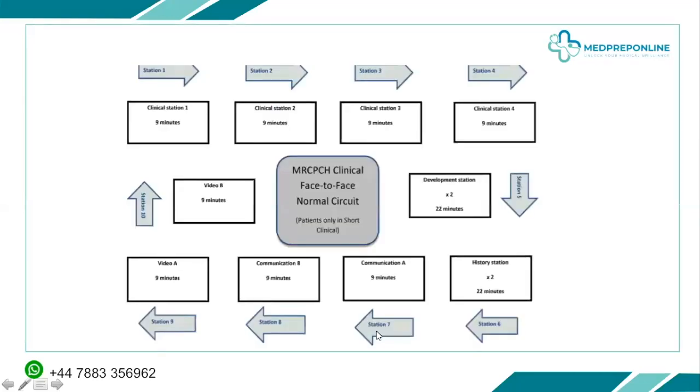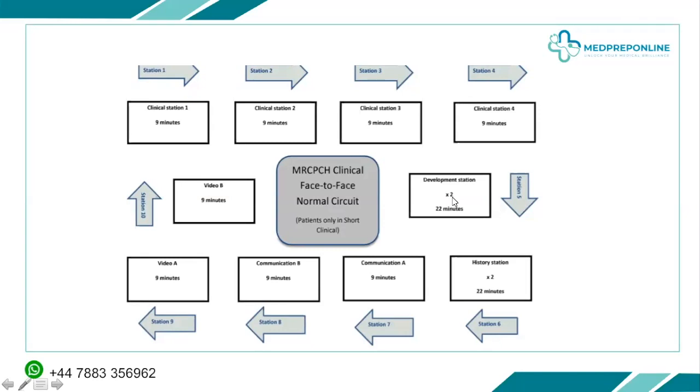This is the face-to-face circuit. There are 10 stations, as I mentioned. Some stations are long, some are short. Here you can see station 1, 2, 3, 4. At the start, there are 4 short clinical stations. Then station 5 is the developmental station. This is a long station.